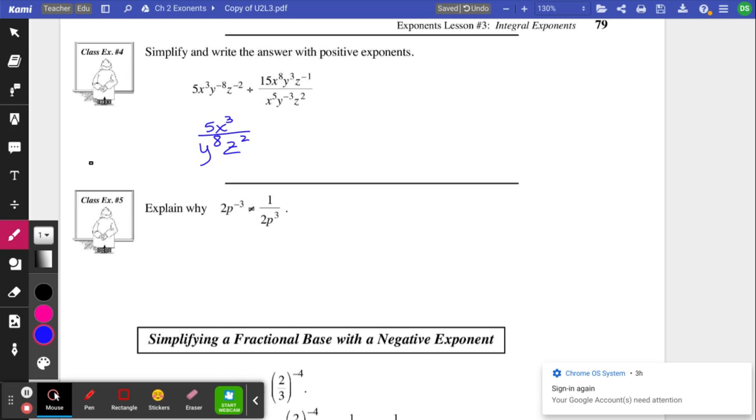What do you want to change next? Does anybody know what to do? The next thing I see if I go in order from left to right is a divide sign. No. What do you do when you divide? Take away the exponents. Okay, yes. That's true.